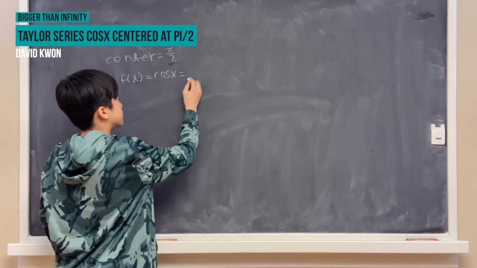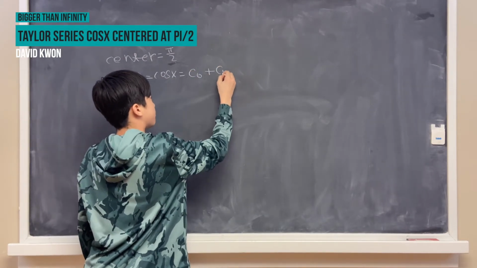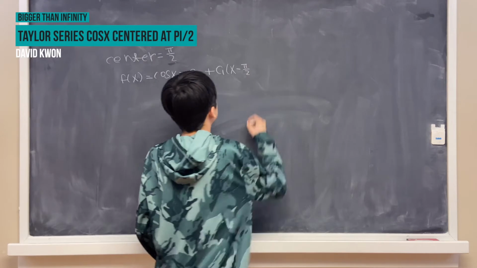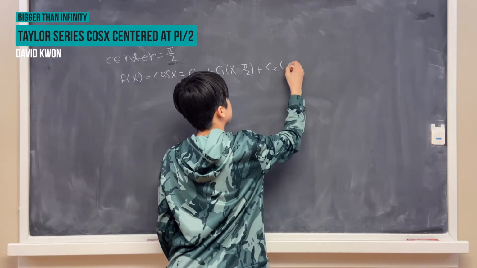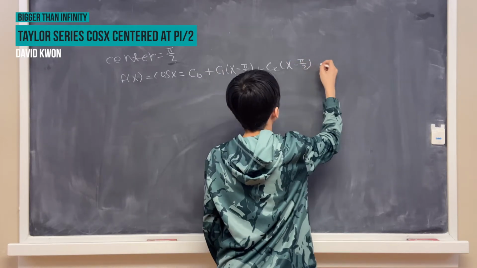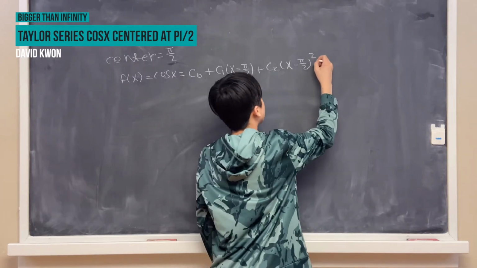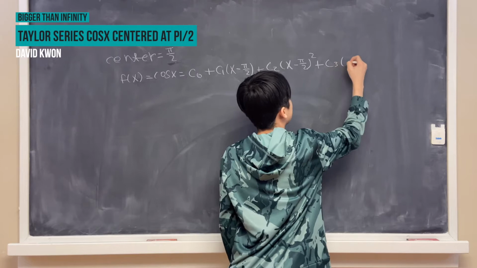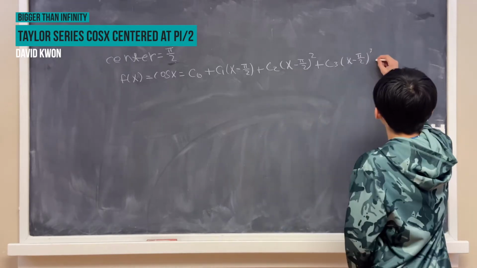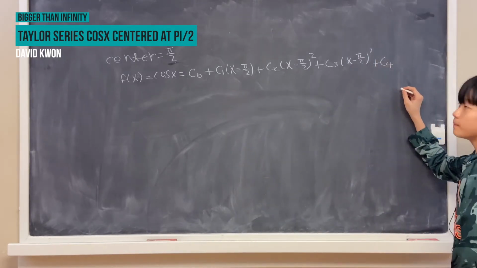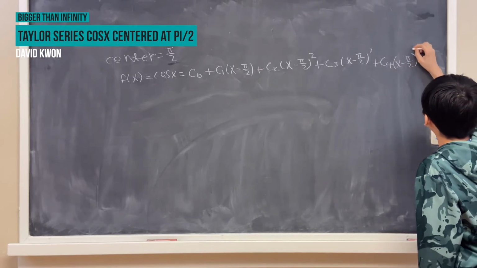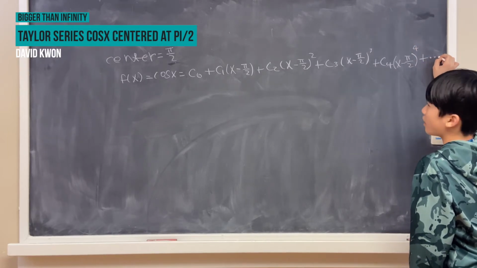So cosine x is equal to c sub 0 plus c sub 1 times (x minus pi over 2), plus c sub 2 times (x minus pi over 2) squared, and then plus c sub 3 times (x minus pi over 2) to the power of 3, and plus c sub 4 times (x minus pi over 2) to the power of 4, plus dot dot dot.